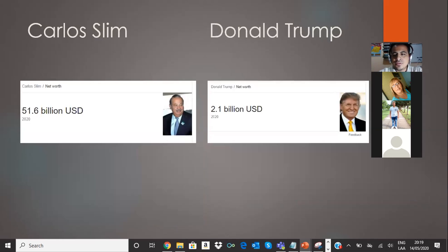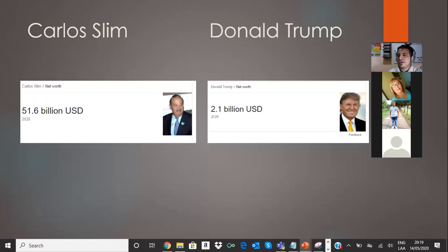¿Cuánto dinero tienen? You have Carlos Slim and Donald Trump. What can you tell me comparing these two people? You can say famous, you can say richer. Tell me. Carlos Slim is richer than Donald Trump. Yes, very good. What else?